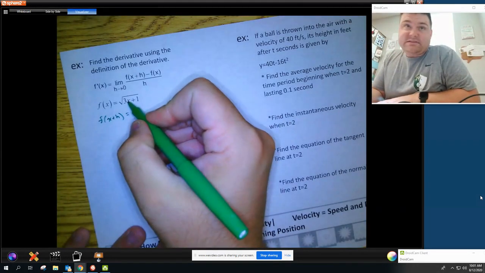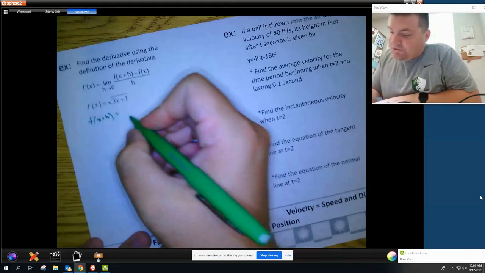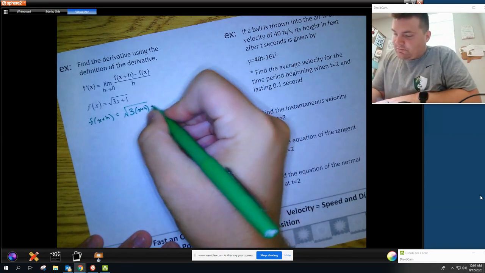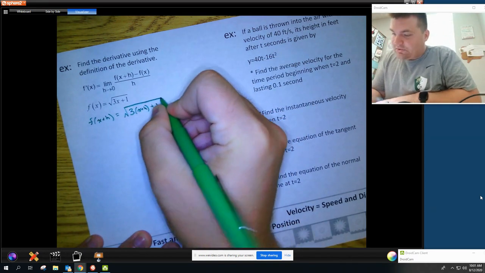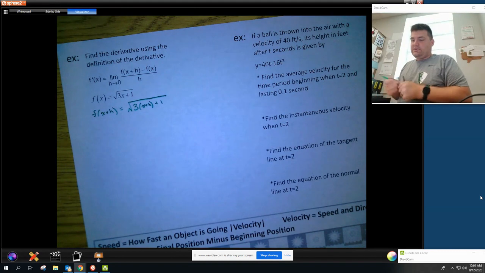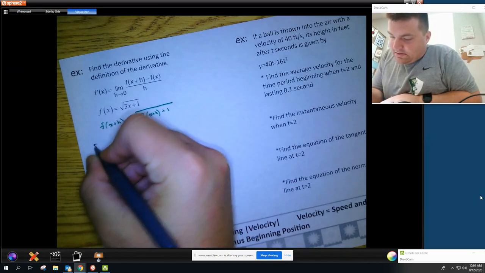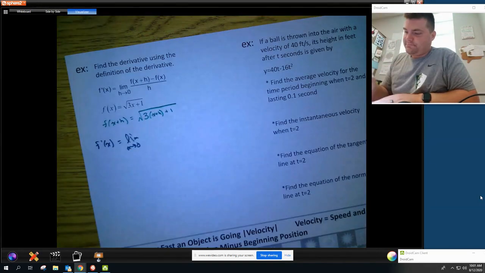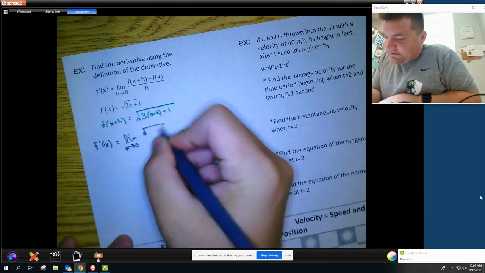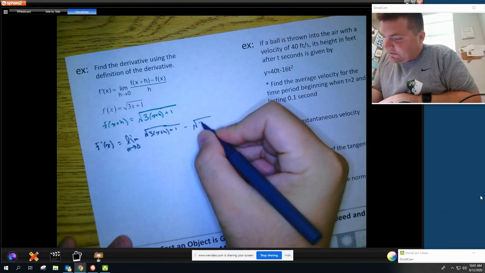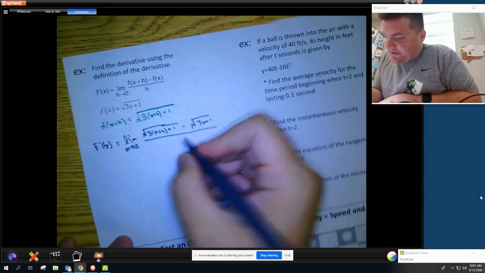All I'm going to do is replace this x right here with x plus h. So it becomes the square root of 3(x plus h) plus 1. And that's f of x plus h. Okay, so now I'm going to put this all in my handy dandy formula. What's f prime of x? Well, it's the limit as h approaches 0 of the square root of 3(x plus h) plus 1, minus the square root of 3x plus 1, all over h.